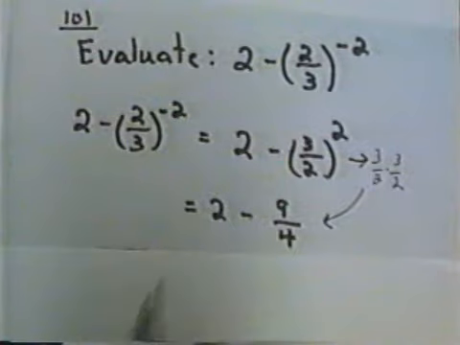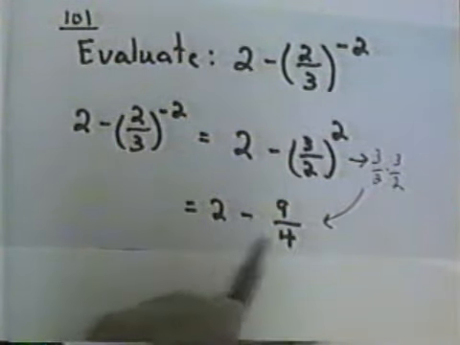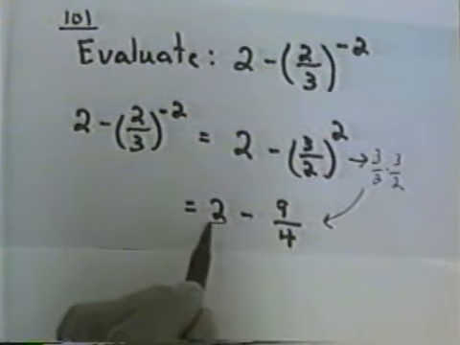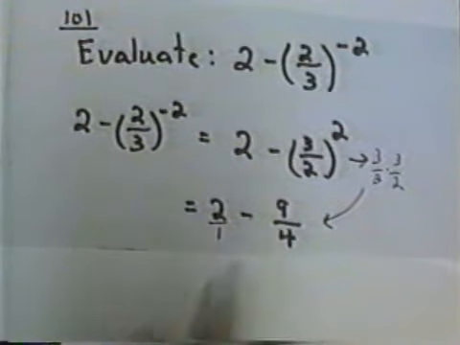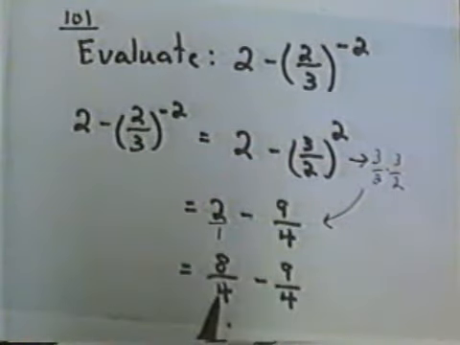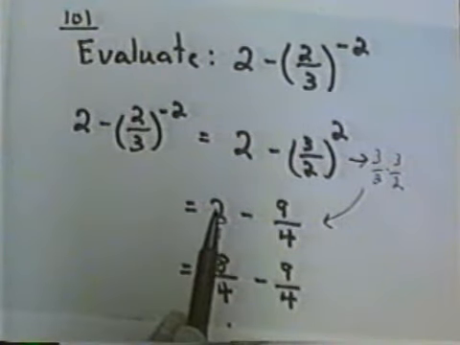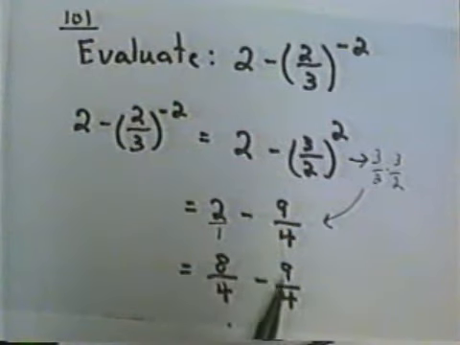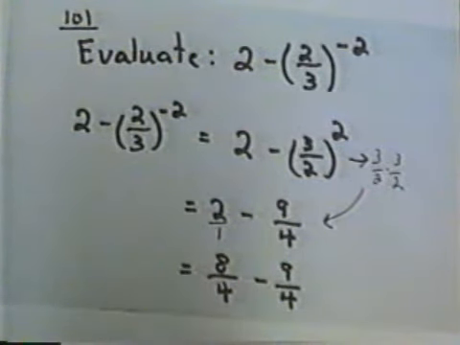Now I need to subtract this fraction. Well, to subtract fractions, I need to find the common denominator. That's understood to be 2/1 subtract 9/4. The common denominator between 1 and 4 is 4. 1 goes into 4 4 times. 4 times 2 is 8. 4 goes into 4 1 time. 1 times 9 is 9. It's the way most of you probably find your common denominator.